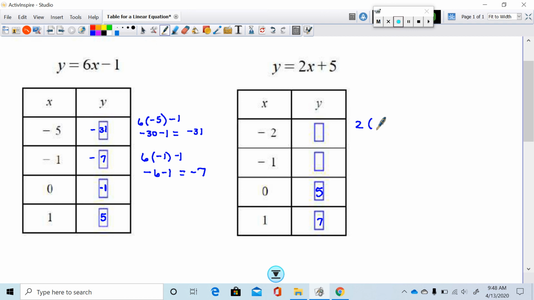So 2 times -2 plus 5. 2 times -2 is -4 plus 5. That's like 5, take away 4. So that's a 1. Now we're going to do it all over again, plugging in a -1. So 2 times -1 is -2 plus 5. That's like 5, take away 2, which is 3. So that table is finished.